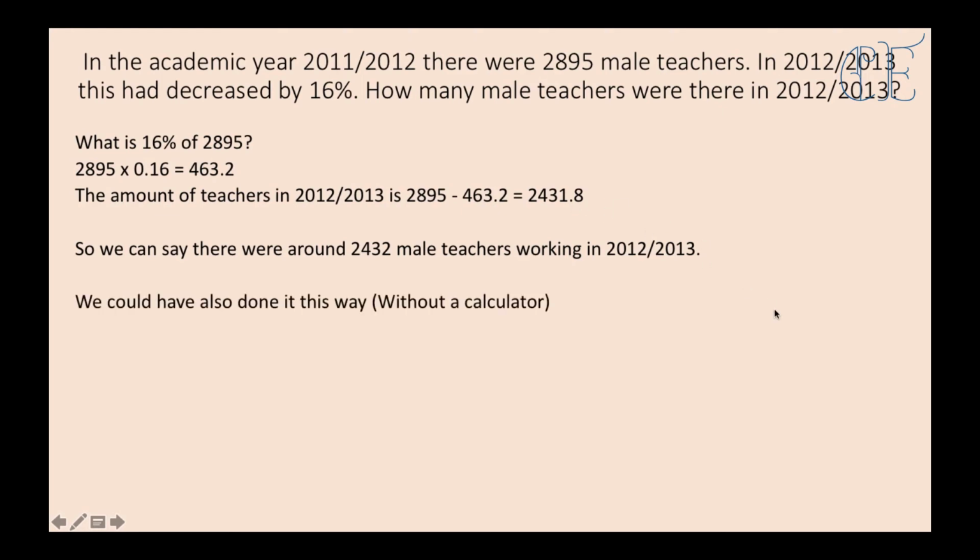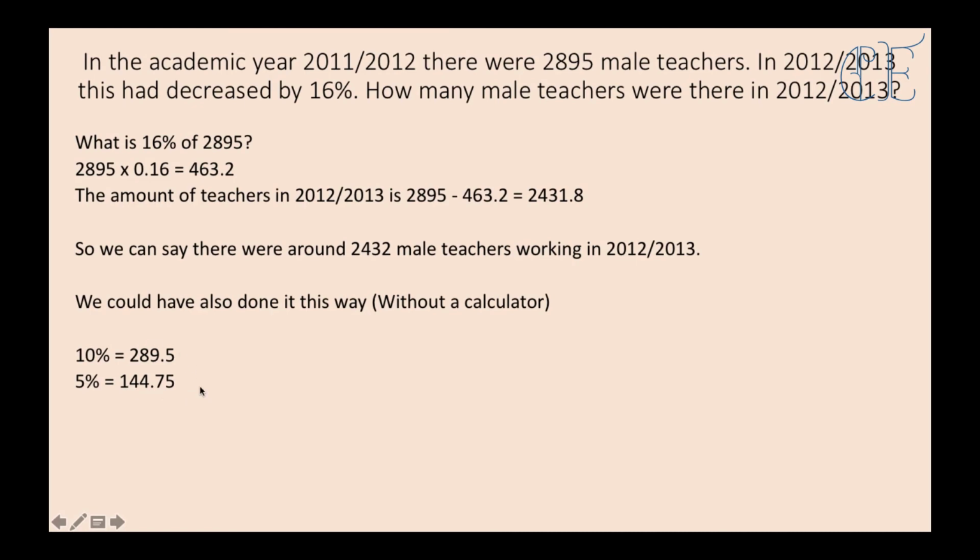Right, so we could have also done it this way without a calculator. So the first thing I would have done, because I don't have a calculator, is worked out 10%. 10%, all I do is go back one decimal place because I just divide by 10, remember? So it'd be 289.5. Now, because I want 16%, the next thing I'm going to work out is 5%. Well, 5 is half of 10, so to find 5%, I just halved the 10% number to give me 144.75.